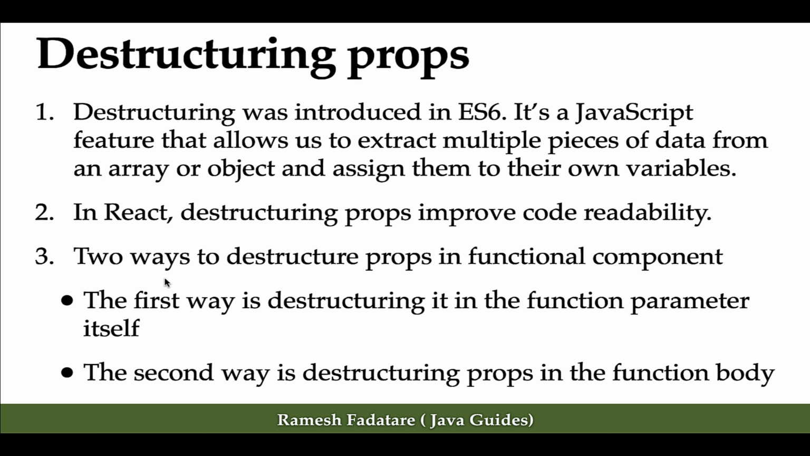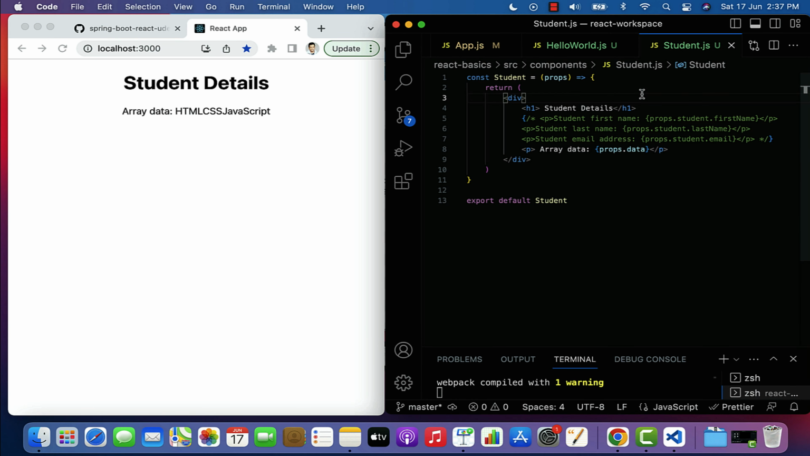Well, there are two ways to destructure props in a functional component. The first way is destructuring it in a function parameter itself. The second way is destructuring props in the function body. So let us go ahead and see how to destructure props with an example. So let us go to VS Code IDE over here. In previous lecture we have created student functional component to demonstrate the props. In this lecture let us use the same student functional component to demonstrate destructuring props.